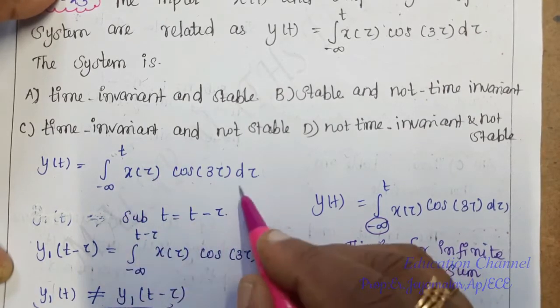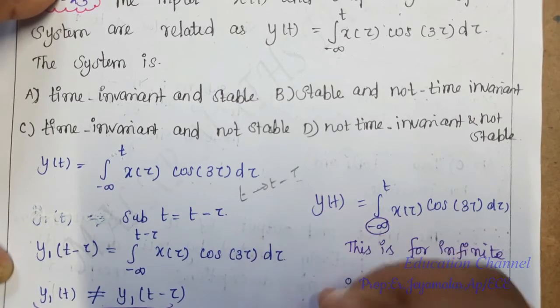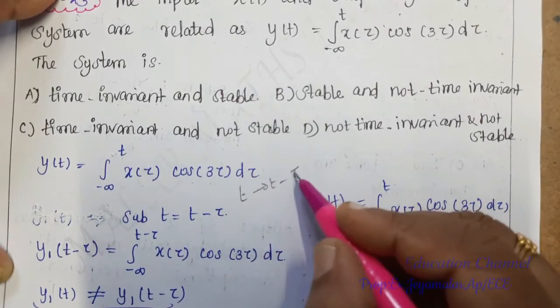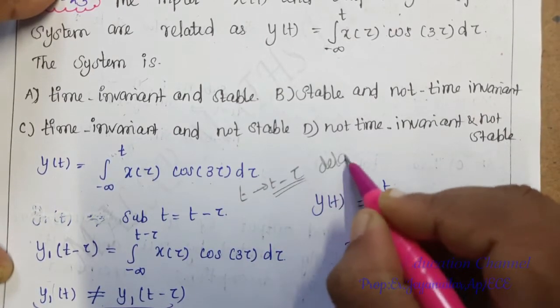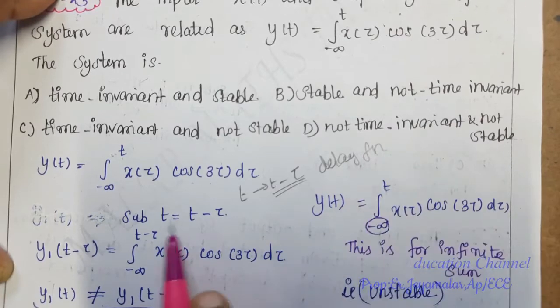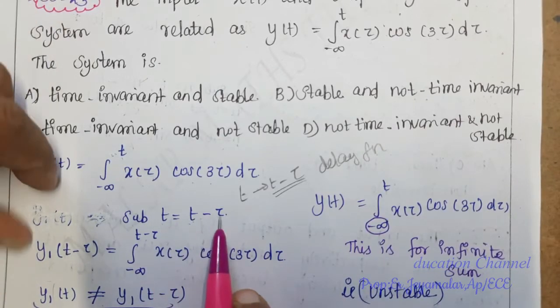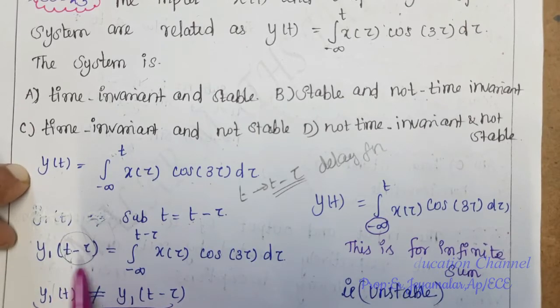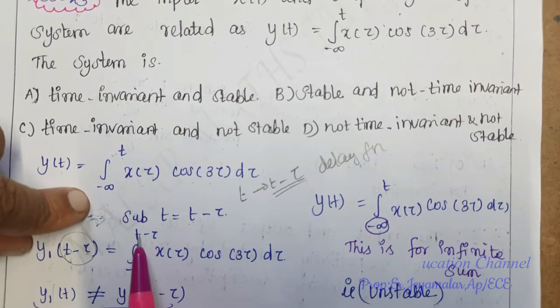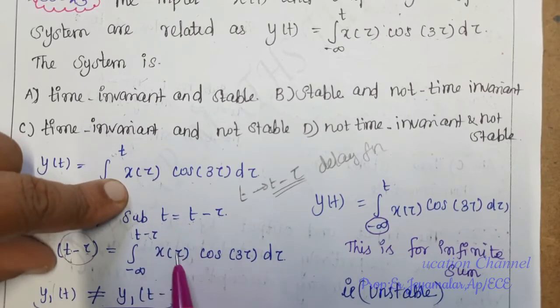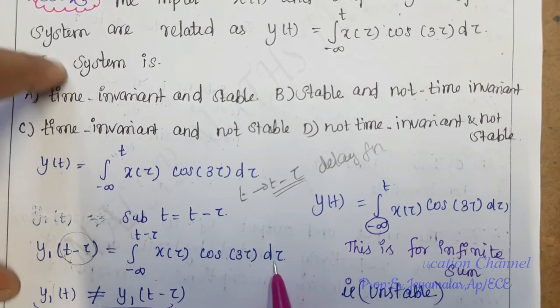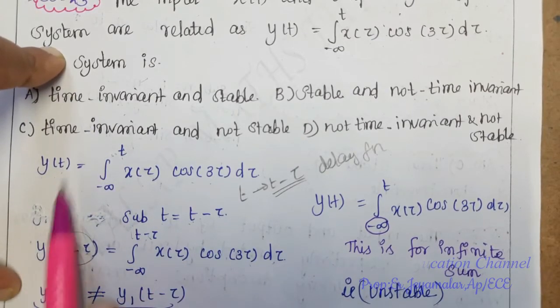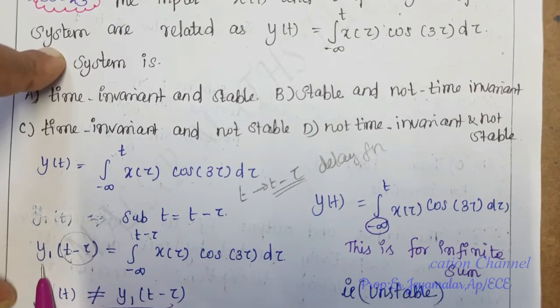Substitute t, that is, t can be replaced by t minus tau. That's nothing but a delayed function. So t can be replaced by t minus tau. Here y of t becomes the integral from minus infinity, with upper limit t minus tau, of x of tau cos 3 tau d tau. See here, compare this equation y of t and the equation y1 of t minus tau. Both are different, isn't it? Because this is a delayed function.